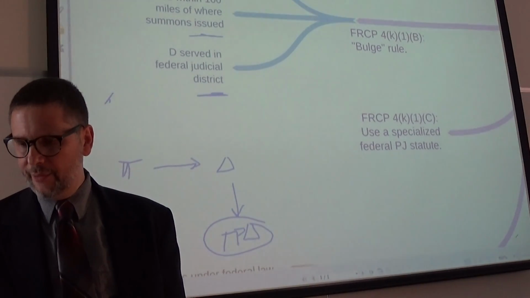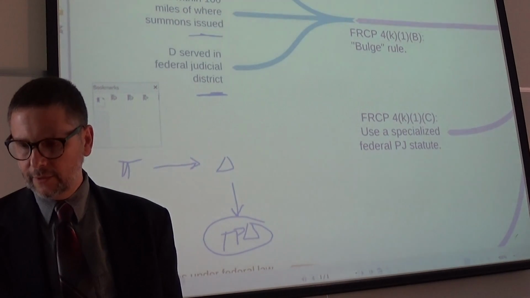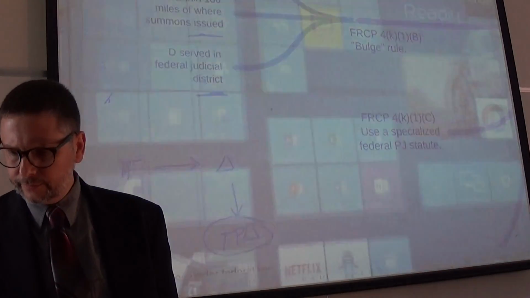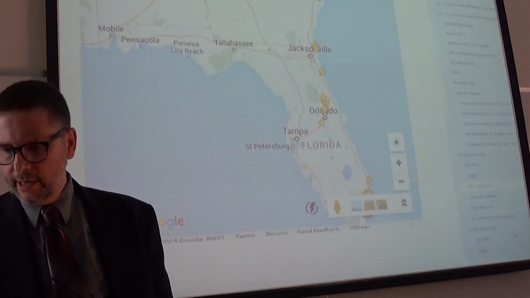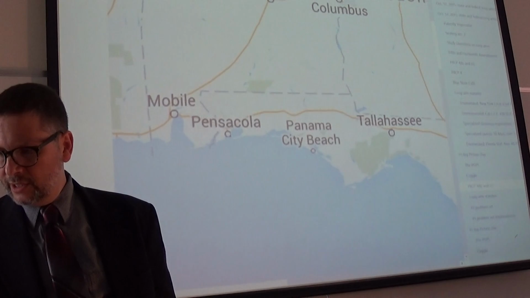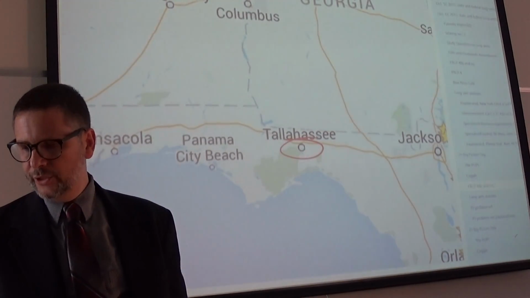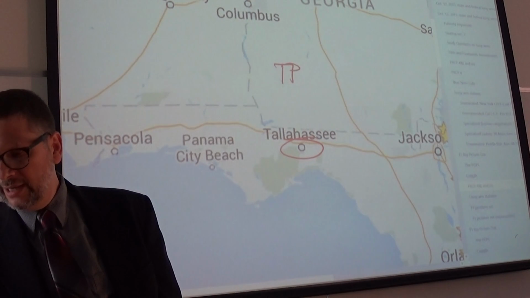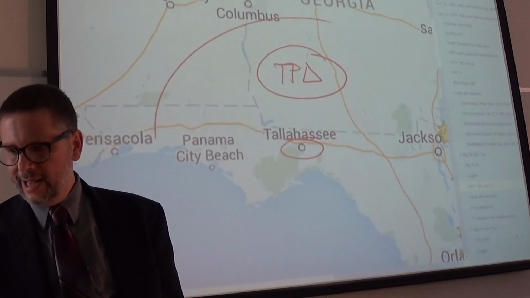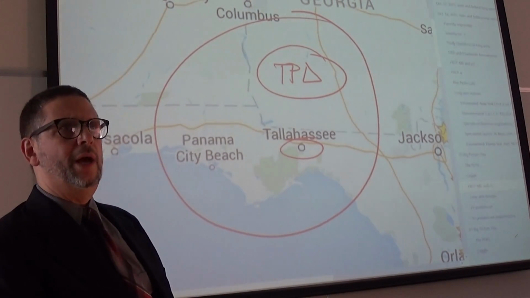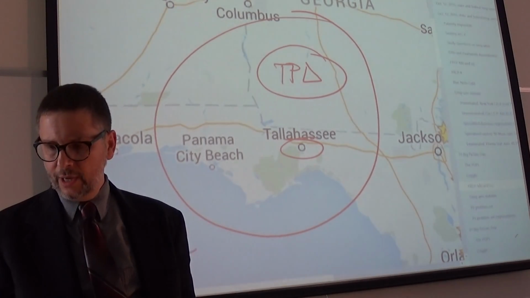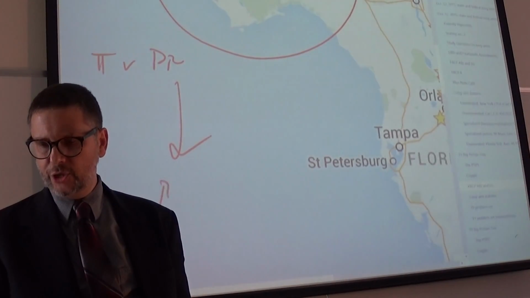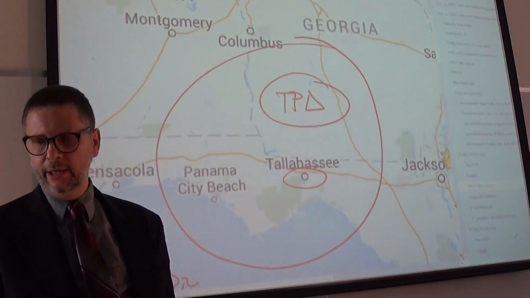An example that we talked about in our civil procedure class: a lawsuit filed in Tallahassee in the Northern District of Florida. Let's say the third-party defendant is a repair shop in Florida, and the repair shop is within 100 miles of the Tallahassee federal court. We'll say the victim, plaintiff, sues the driver, and then the driver brings in the repair shop, okay, and the repair shop's located in Georgia.